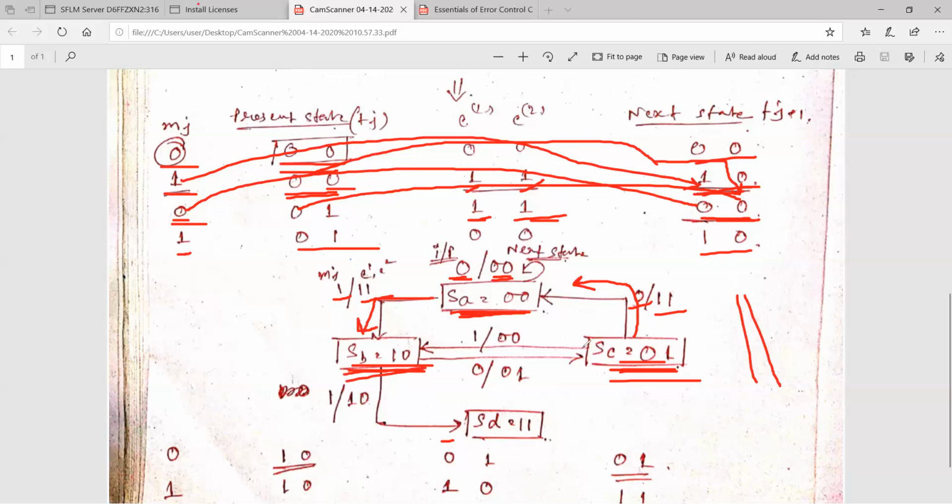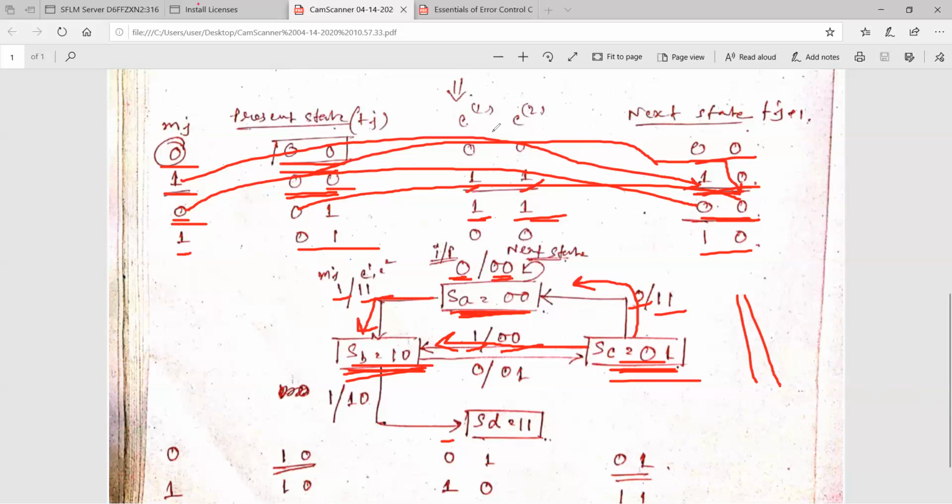So what is the condition? You can see our arrow is going from SC to SB. Okay, and what is the condition? The message input is 1 and C1 C2 is 0 0. So this is the condition by which we can convert this state, that means this 0 1, the present state, to the 1 0.